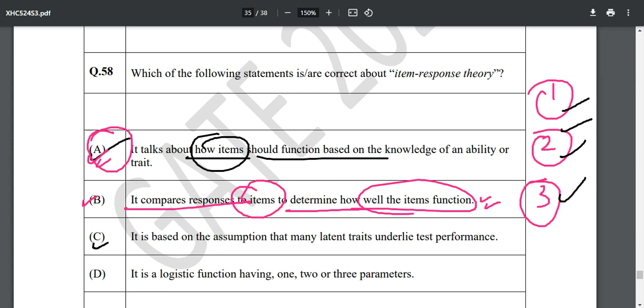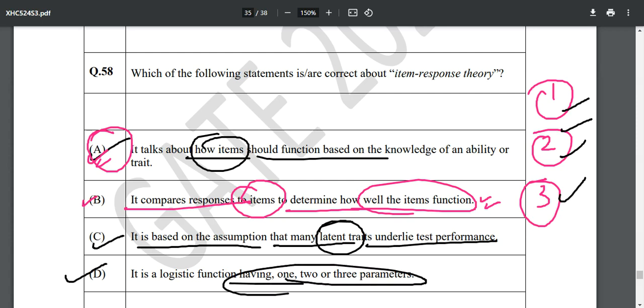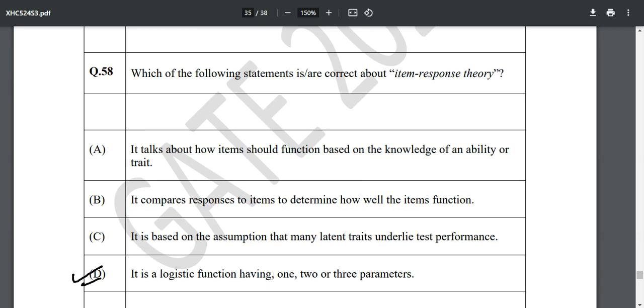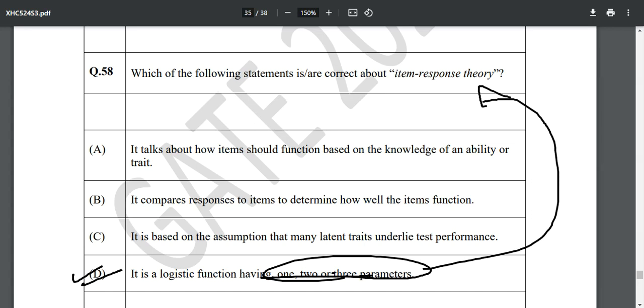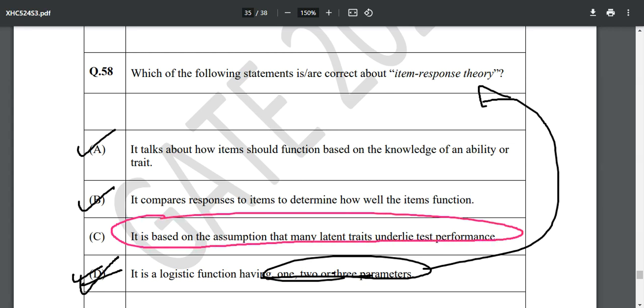And then it is based on the assumption that many latent traits underlie test performance, and it is a logistic function having one, two, or three parameters. So yes, A, B, and D, not C. It is a logistic function having one, two, or three parameters. They can have these parameters. We are talking about item response theory. Options A, B, and D are correct.